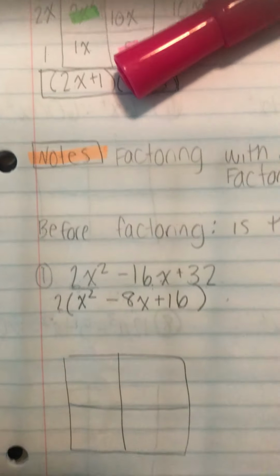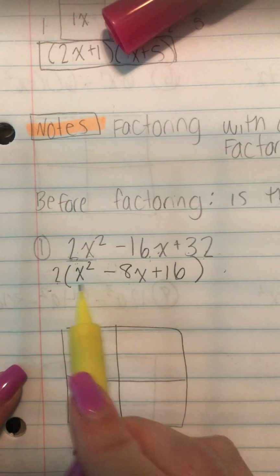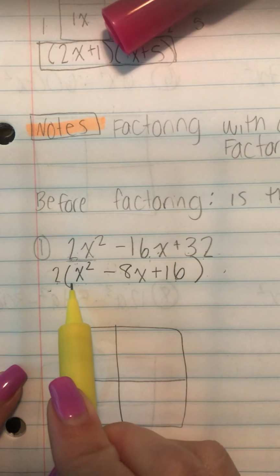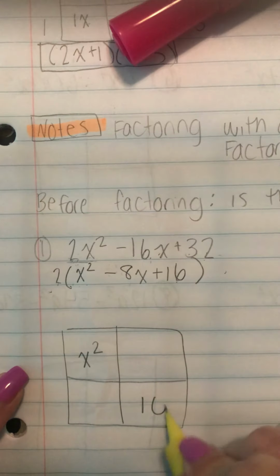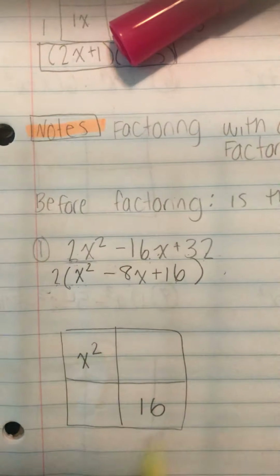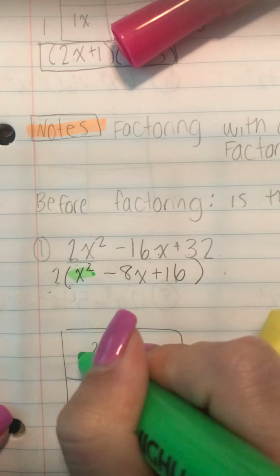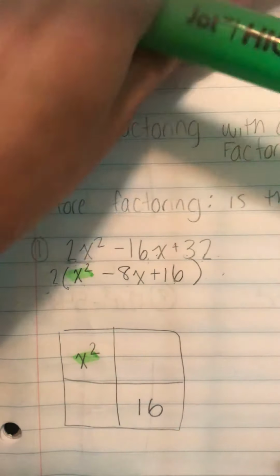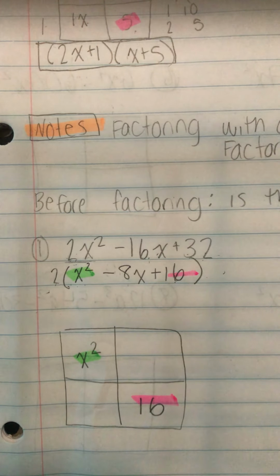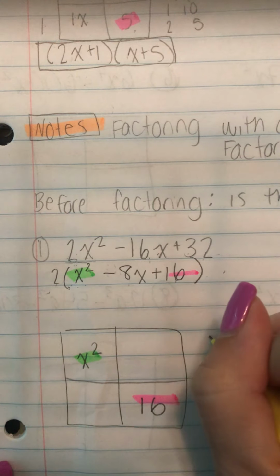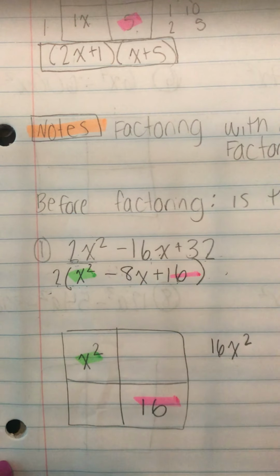Now, you are going to factor using these terms. So notice we got smaller. This is now a coefficient of 1. So we're going to put the x squared here and the 16 here, just like we did before. First term in first box. Last term in the last box. So now we're going to multiply them. x squared times 16 is 16x squared.